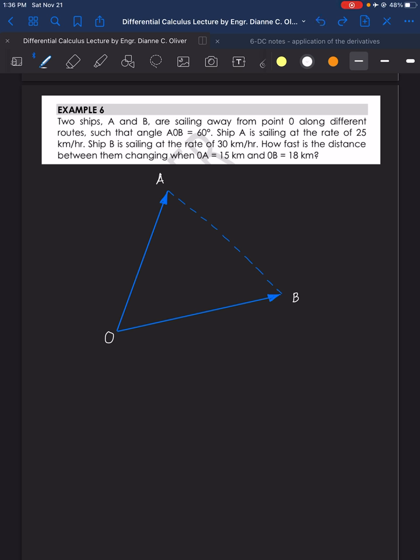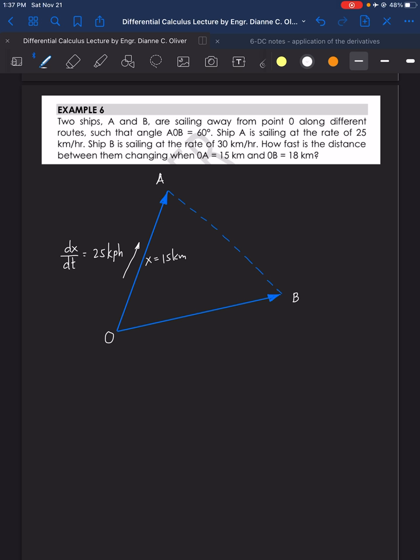So let's name this as x. This is x, which is 15 kilometers, and that is changing. It says there, ship A is sailing at a rate of 25 kilometers per hour. So this is dx over dt equal to 25 kilometers per hour.